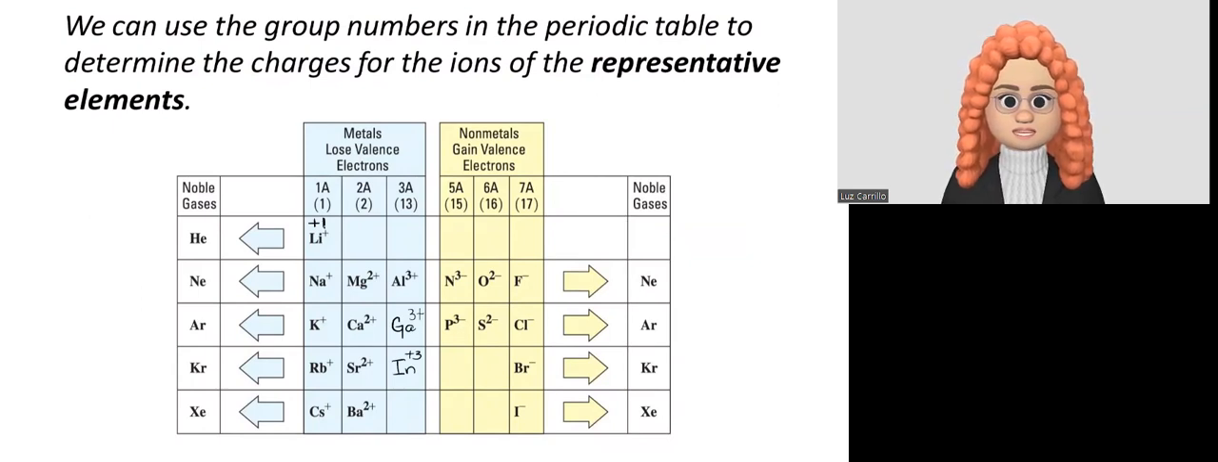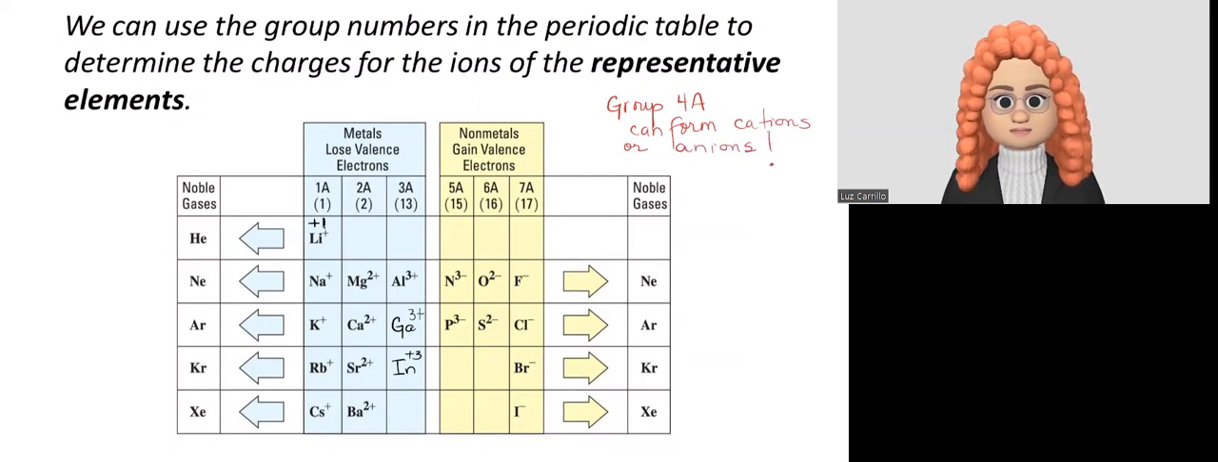As you can visualize here, and I'm just going to write it as a note, group 4A can form cations or anions. So that's why it's not included in this table. So they have a different situation in there because of the variety of elements that are there. The trend continues with the non-metals that are in 5A, 6A, and 7A.